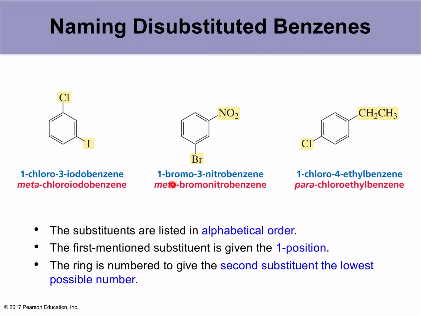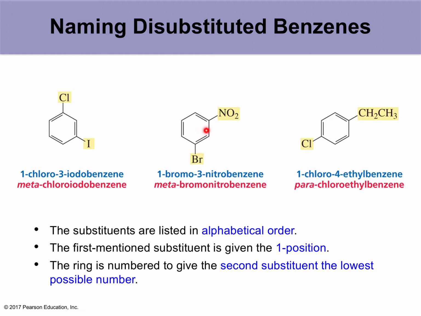Okay, let's continue. So this one, you have a bromo group and a nitro group. B, alphabetical order, B comes before the N. So there would be 1-bromo, 3-nitrobenzene. Meta-bromonitrobenzene. And for this one, 1-chloro, 4-ethyl, C before E. 1-chloro, 4-ethylbenzene. That would be para-chloroethylbenzene.